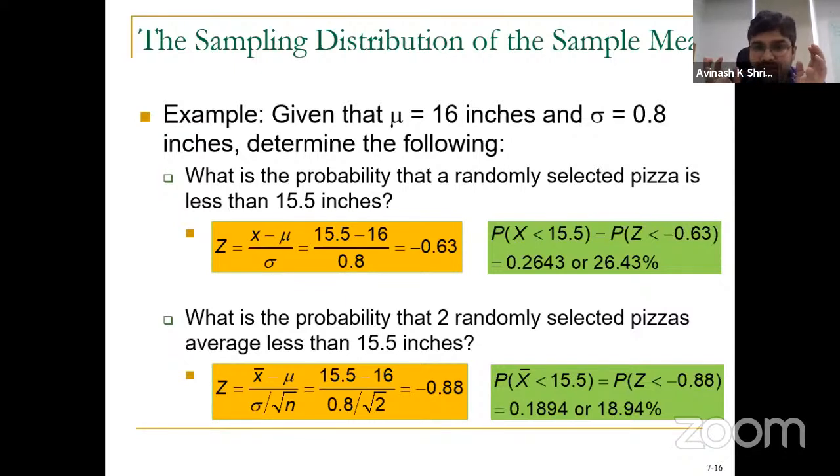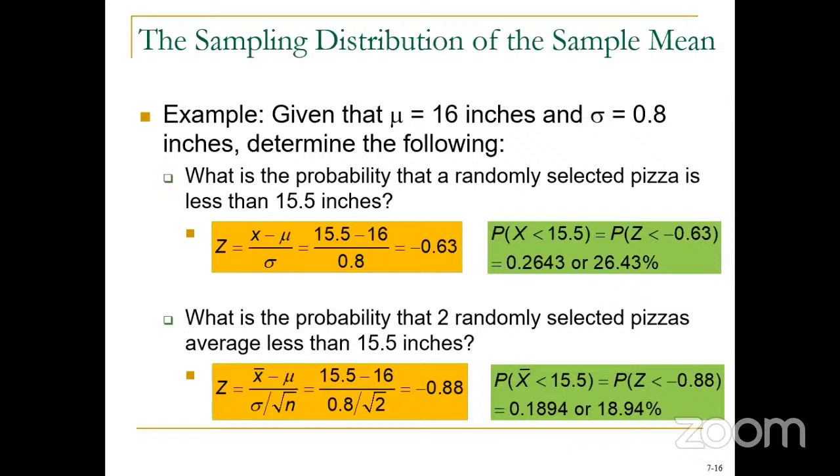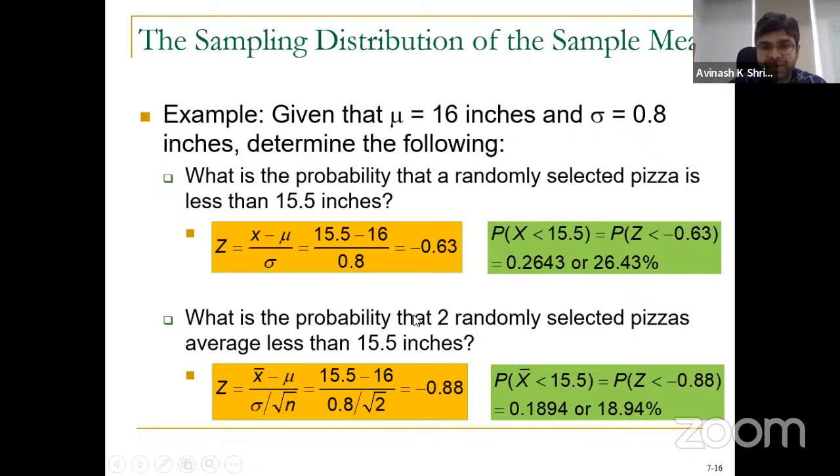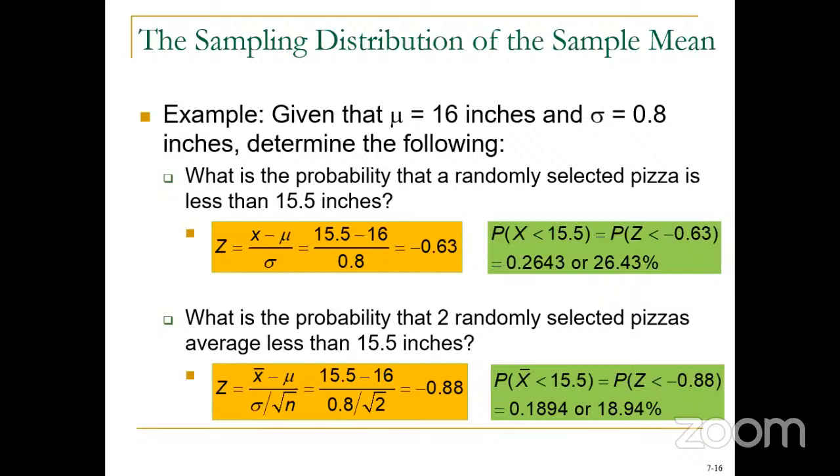Why is it sigma upon root n? I believe everybody can follow this. Yes, sir. So the moment I am taking the 2 pizza case, the probability becomes 18.94%. Earlier it was 26.43%. So can we have an inference? What will happen if I keep on increasing the number of pizzas? Anybody can give me the inference. What is the inference?